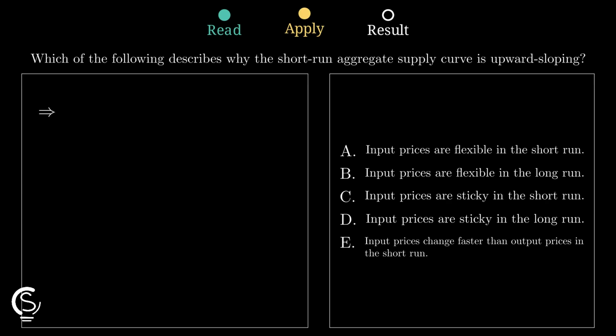When the aggregate price level rises, output prices increase quickly while input prices like wages stay fixed. This happens because contracts and menu costs make these specific input prices sticky.